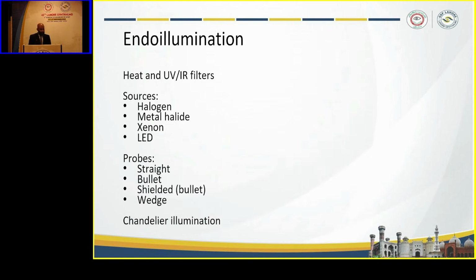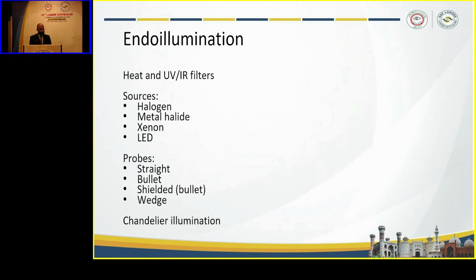Coming to endoillumination. Endoillumination allows the surgeon to view inside the retina without external light. All light probes have a heat and UV or infrared light filter. There are different sources of the light. It can be a halogen or metal halide, xenon, or an LED light.